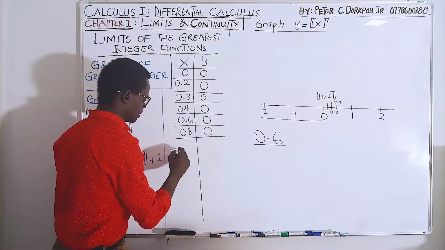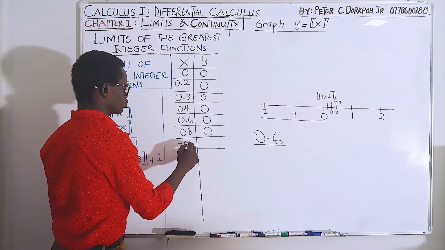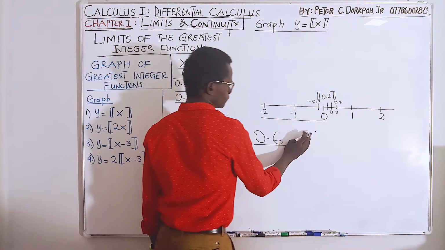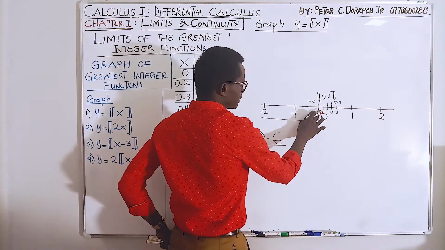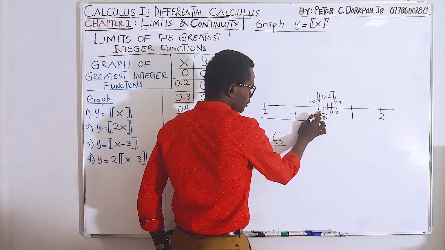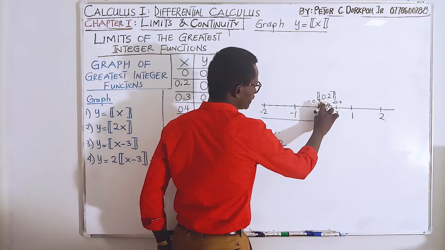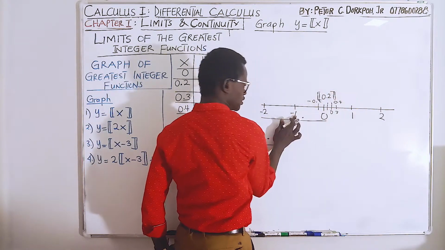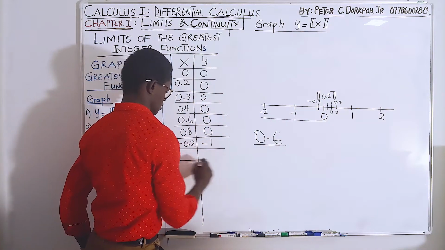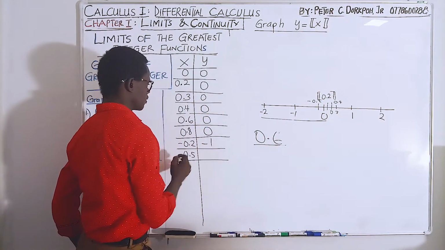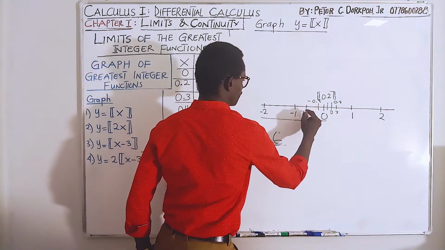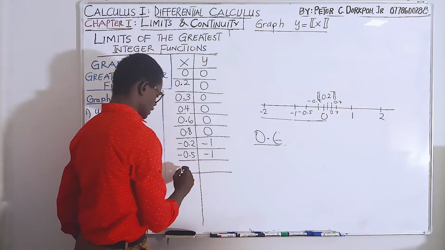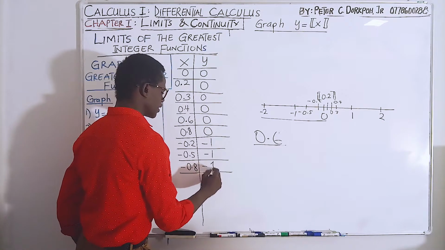Okay, now let's take some negative numbers. What if we have negative 0.2? The greatest integer that is not more than negative 0.2 is minus 1, because we should not cross over, so it's minus 1. Even if we take negative 0.5, it is still minus 1. Even if we take negative 0.8, it is still minus 1.